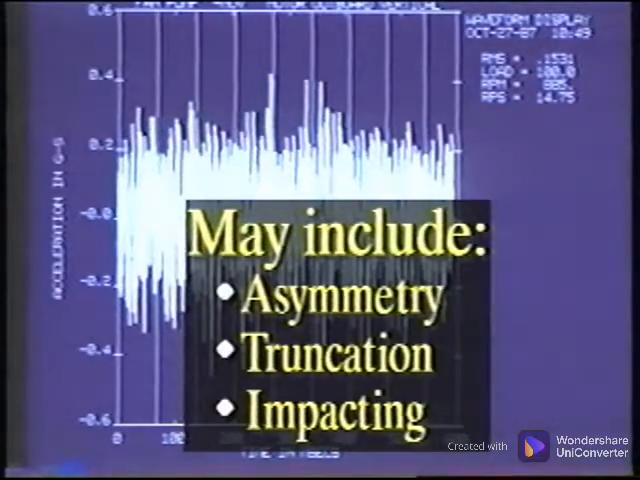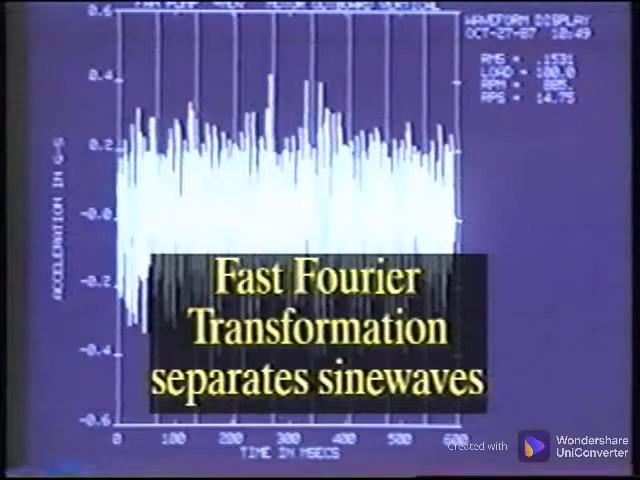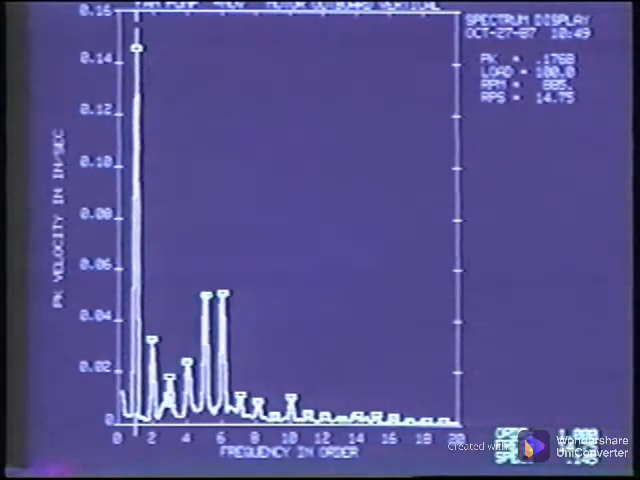A complex waveform may include many of the waveform characteristics discussed in this section, such as asymmetry and truncation or severe impacting. Recall that the fast Fourier transform process separates individual sine waves and displays them as discrete frequencies. With this much energy, there will usually be sine waves equal to the turning speed frequency as well as its harmonics. The remaining energy may add noise that includes all frequencies and therefore raises the base floor of the spectrum to some amplitude.